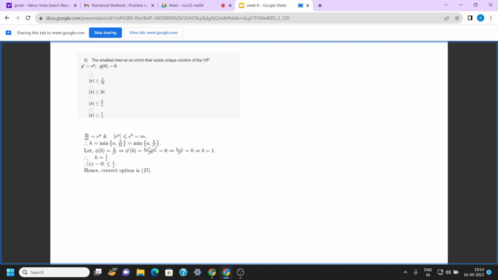Fine. So the smallest interval is given by modulus of x minus x naught less than or equal to h, and here h is 1 by e. So the correct option is D. The smallest interval on which there exists a unique solution of the IVP is mod x less than or equal to 1 by e. Is it clear now?